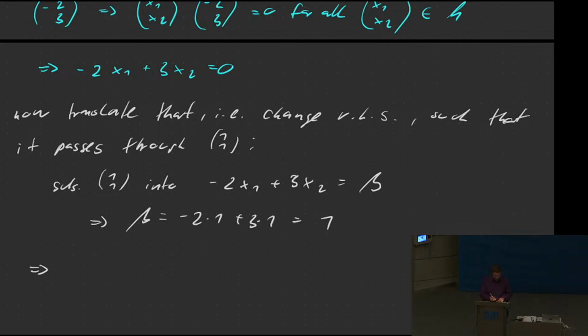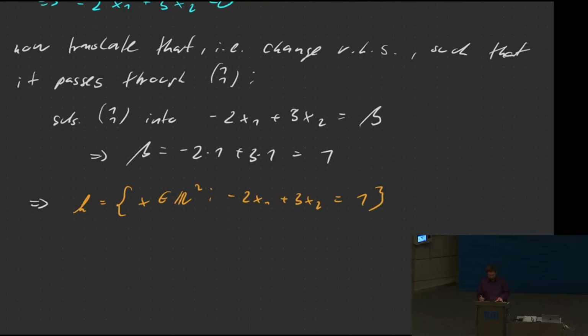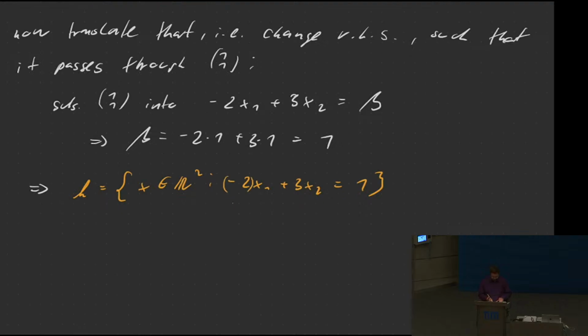Right, and that means our line H is given by all x in R2, such that minus 2x1 plus 3x2 equals 1. And so we have our alpha 1 is minus 2, alpha 2 is 3, and beta is 1. And of course, if you prefer, for whatever reason, you can multiply that with any factor you like other than 0. So any multiple of those values would also be correct.